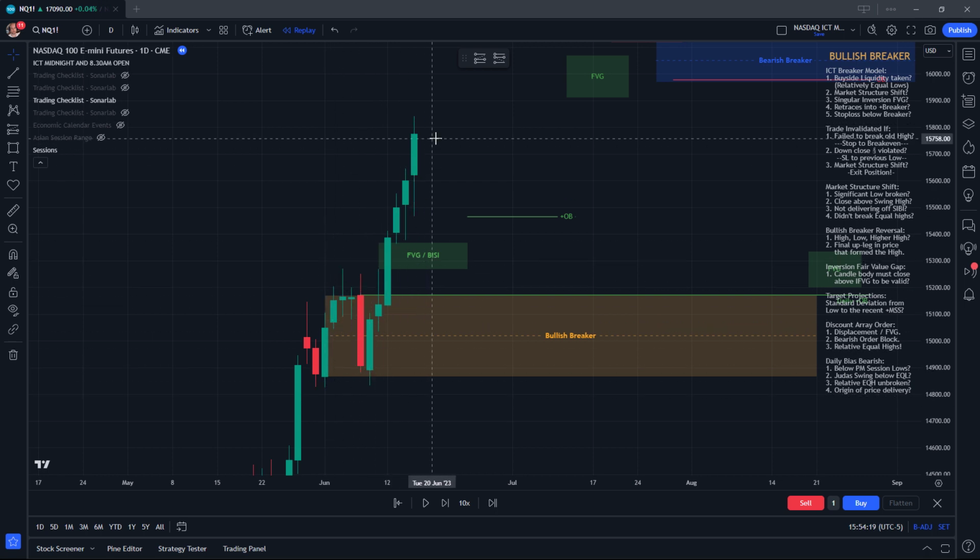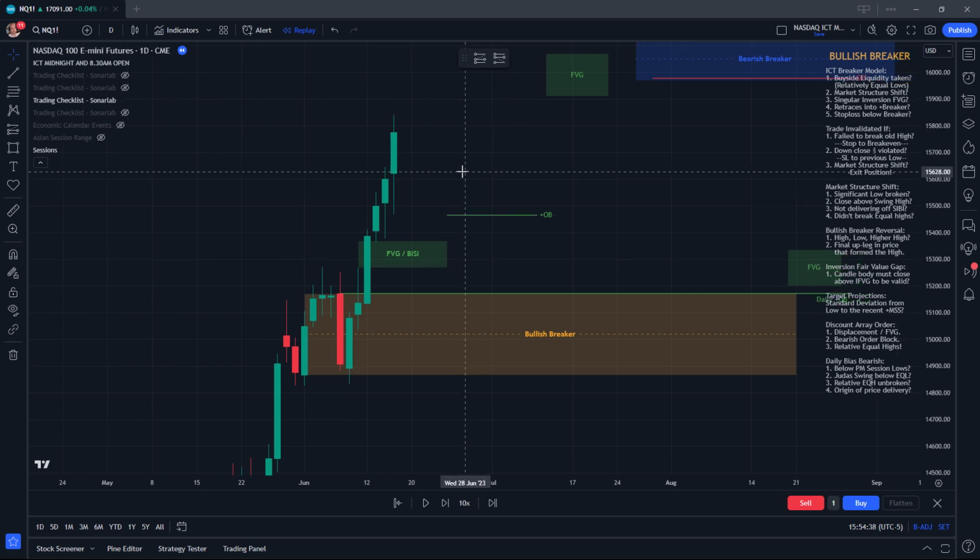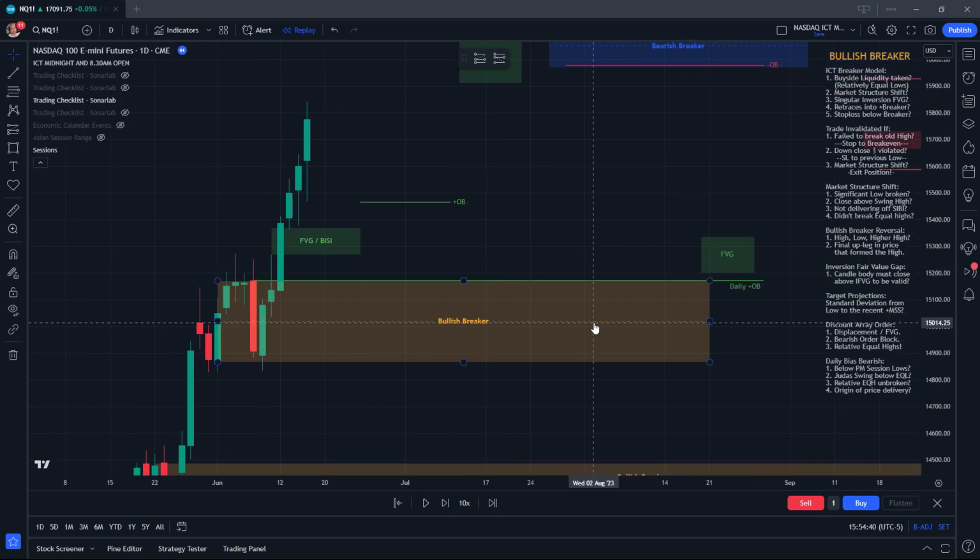High, low, higher high. The final up leg in price that formed the high, which would be these green candles, and I'm using the bodies of the candles because they're just a bit more significant than wicks. Final up leg in price to form the high, that's it. That is the breaker, and the midpoint of the breaker is fairly significant.